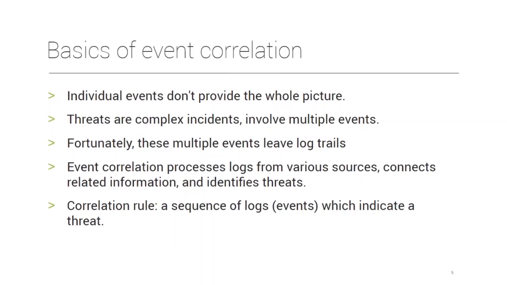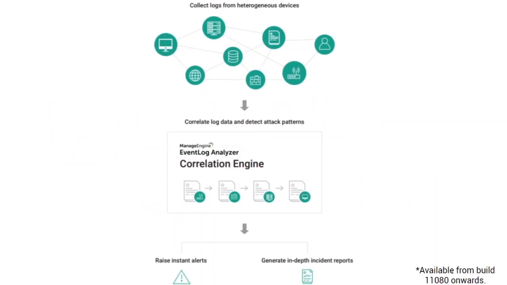So how does it know which log trails are threats? It makes use of correlation rules. A correlation rule is simply a sequence of logs or a sequence of events which indicate some sort of threat or attack or compromise of some sort. So this is how the event correlation feature works on EventLog Analyzer.